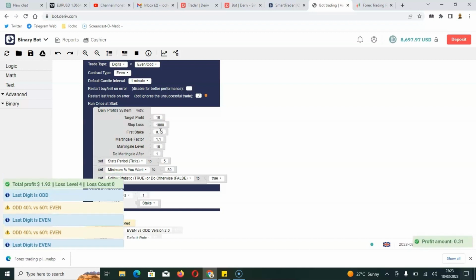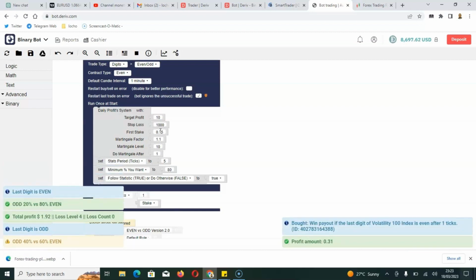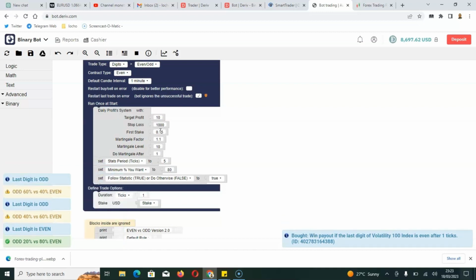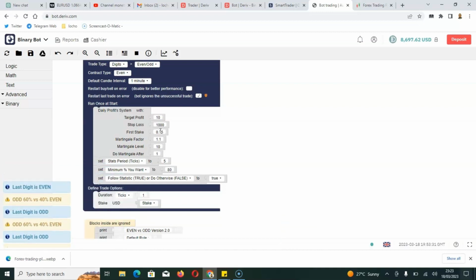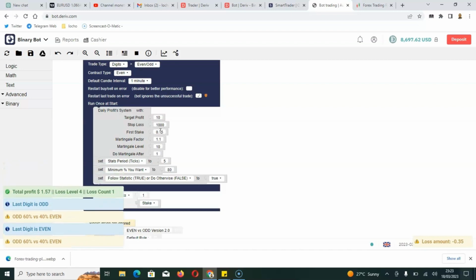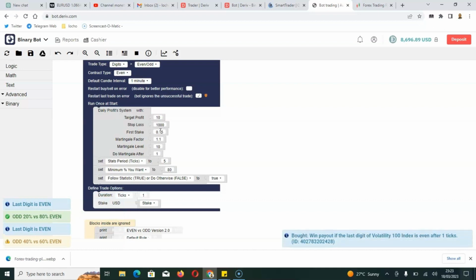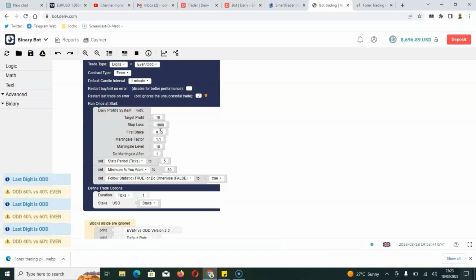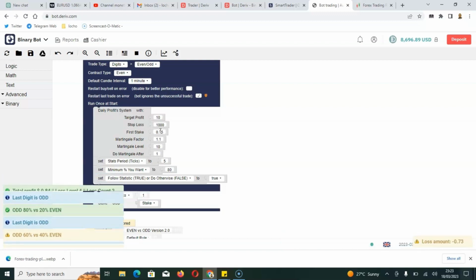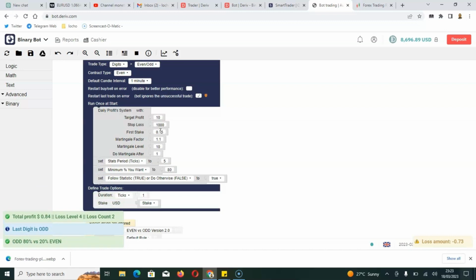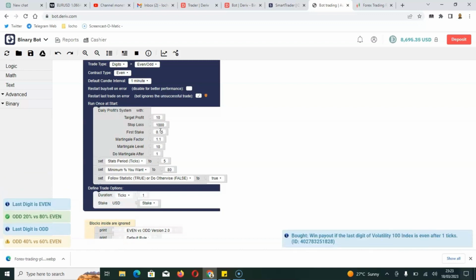In conclusion, what I can say is that trading even odd in binary options can be a profitable strategy if used well. However, it's crucial to avoid these five common mistakes to increase your chances of being successful in trading the even odd strategy. So always have a clear trading plan, identify the market trends, be patient, and also incorporate other analysis methods and manage your risk properly.